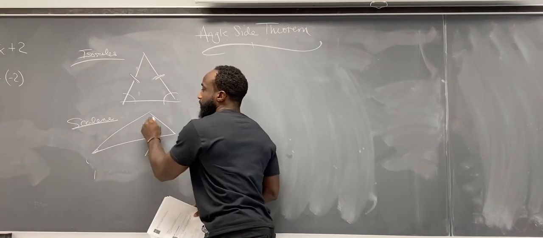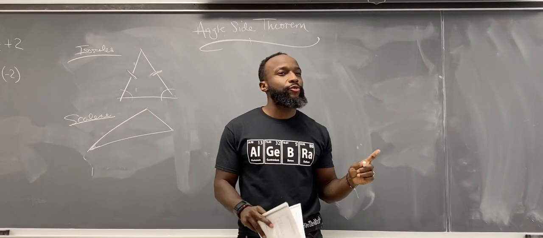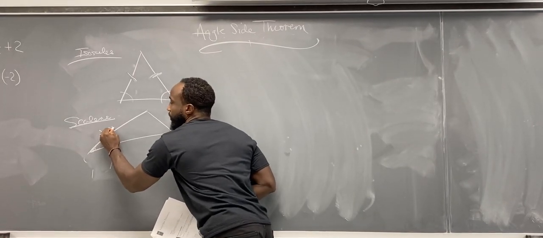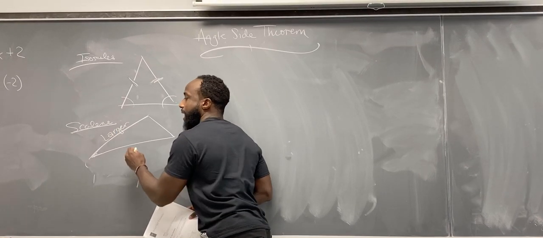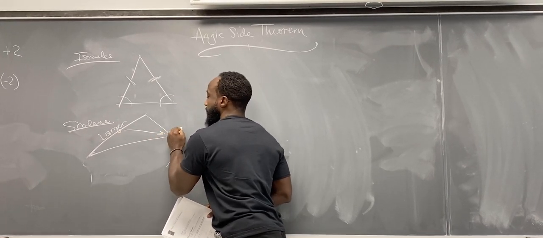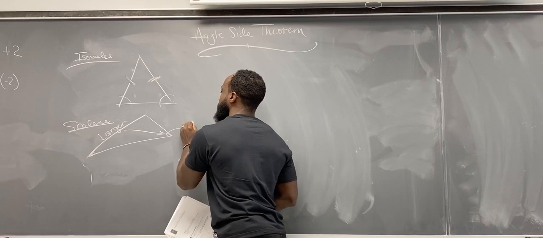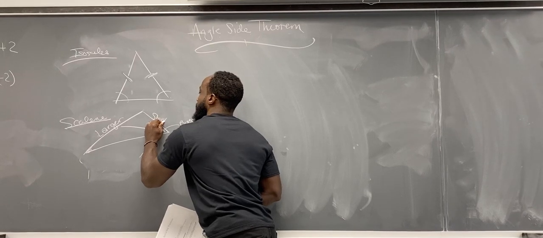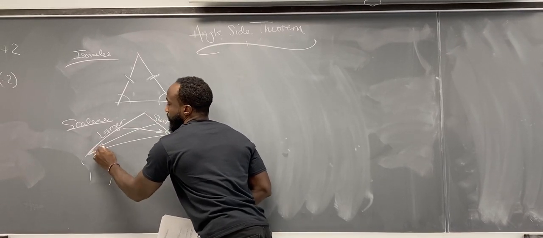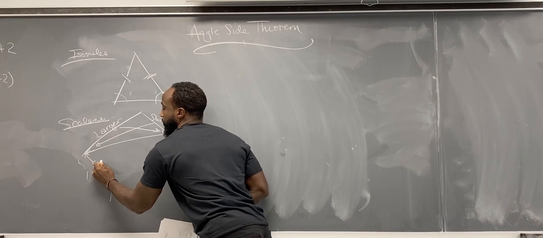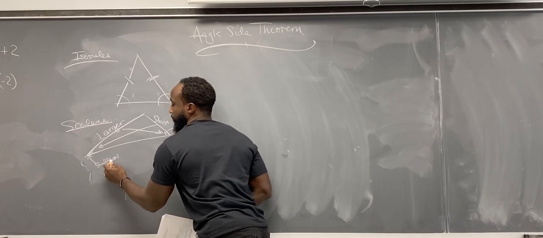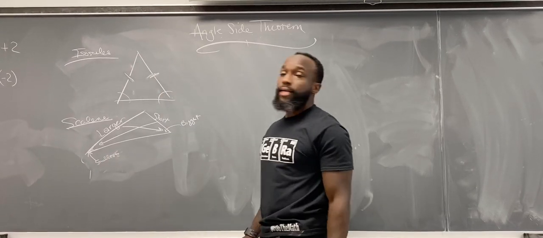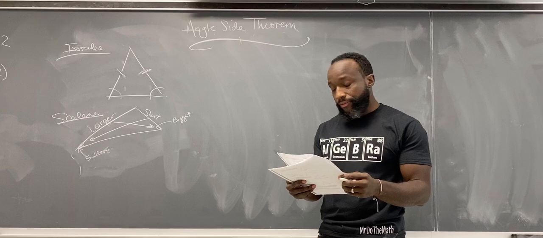Anyways, there's a correlation between the side length and the angle size. The longer side, the larger side, is opposite the larger angle. That's the biggest angle. And then the shorter side is across from the smallest angle. That's the smallest angle. All right, cool, that's just a side note.